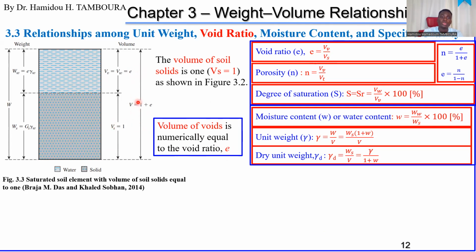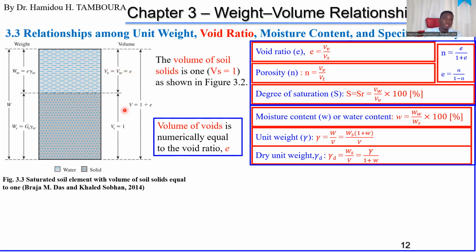And the total volume also will not change, which is volume of solid plus volume of void. And here, since the voids are filled with water, the volume of void is automatically equal to volume of water. We don't have air. That's why we have here volume of void equal volume of water equal e. Volume of void equal e means the volume of water is equal e also.